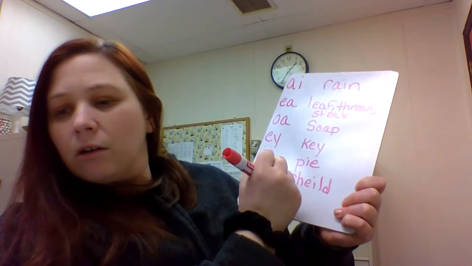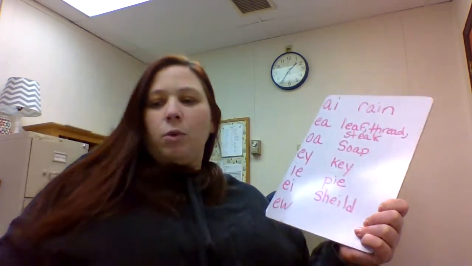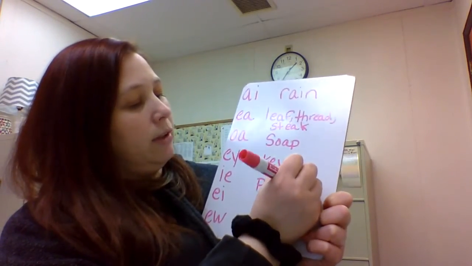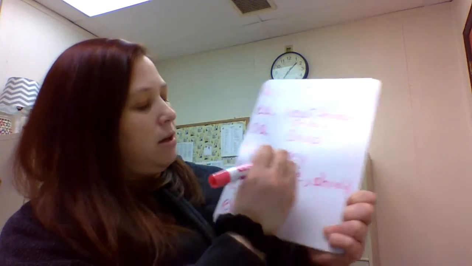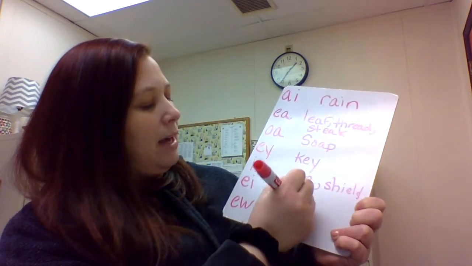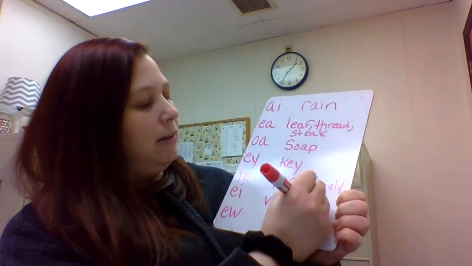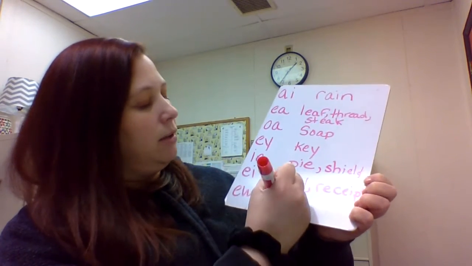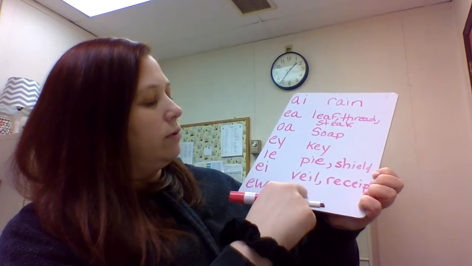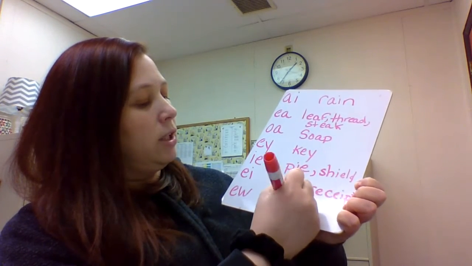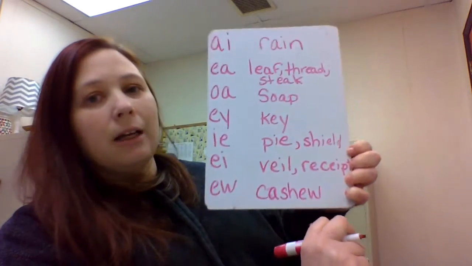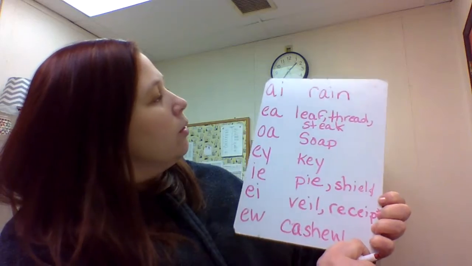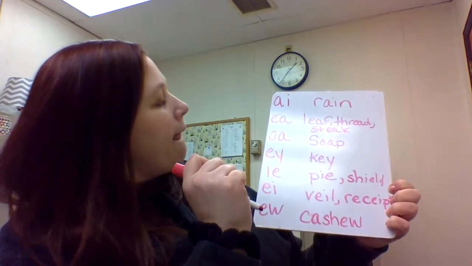And we have two. Wait, this white messed up. Our IE is pie or shield, and I spelled shield wrong on the other one, silly me. Our EI is veil and receipt. Alright, and our EW is cashew. If you guys remember, I told you how cashews are very delicious. Alright, so these are them, and these are just our other ones we use.